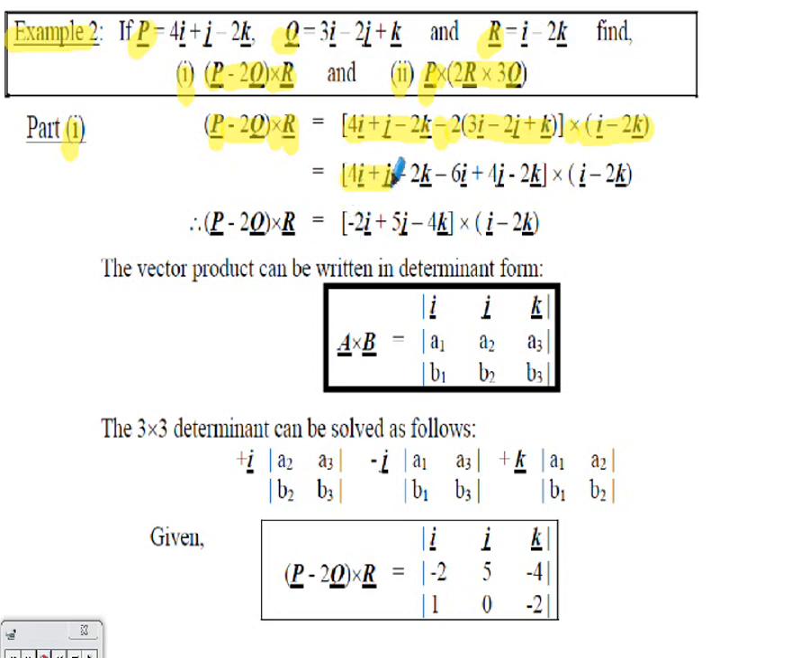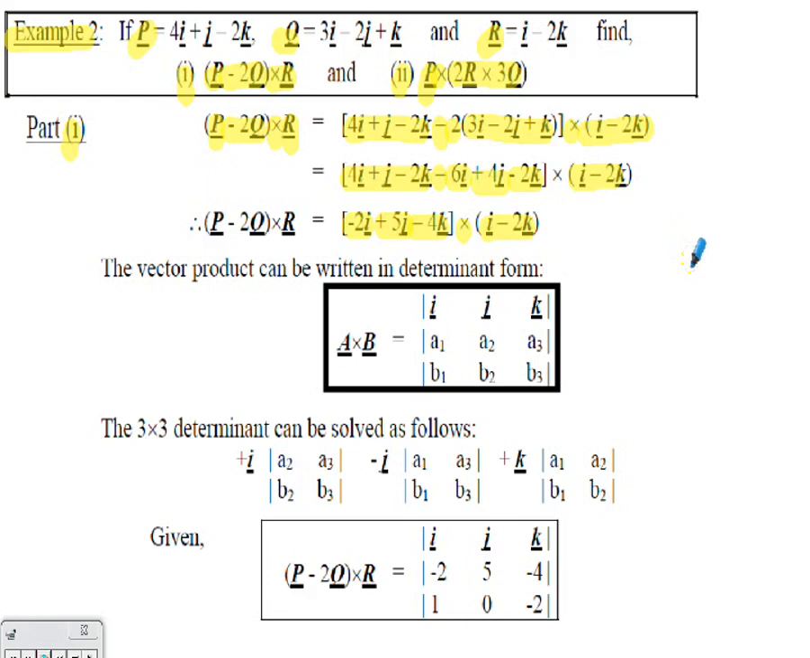So we get 4i plus j minus 2k, that's vector p, and we're taking away now 6i, 2 times the 3i, we're adding 4j, minus 2 times minus 2 is plus 4, and we're taking away the 2k, the minus 2 times the 1k. So tidying up inside the bracket, bringing our like terms together: 4i take away 6i gives us minus 2i, 1j plus 4j gives us 5j, and then the minus 2k is minus 4k. And that's all multiplied by the vector r.